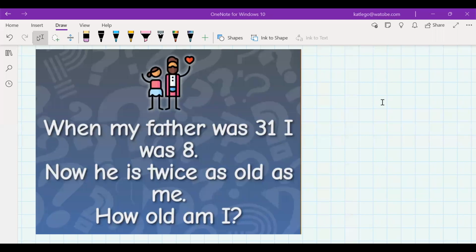Letty. Hi, ma'am. I said 2x is equal to 31 minus 8, and then 2x is equal to 23. You said 2x equals to? 31 minus 8. That's what you said.